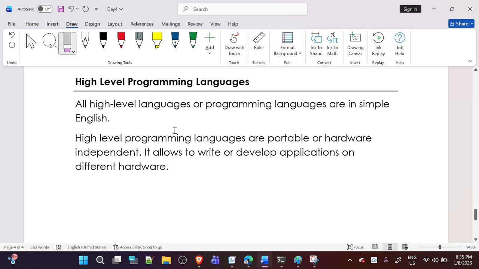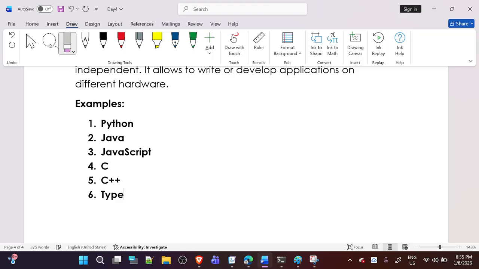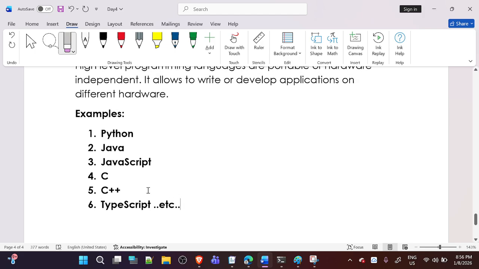So these high level languages are portable. What are the examples of high level languages? Python is a high level language, Java is a high level language, C, C++, JavaScript, Oracle, TypeScript, etc. So these all are high level languages.